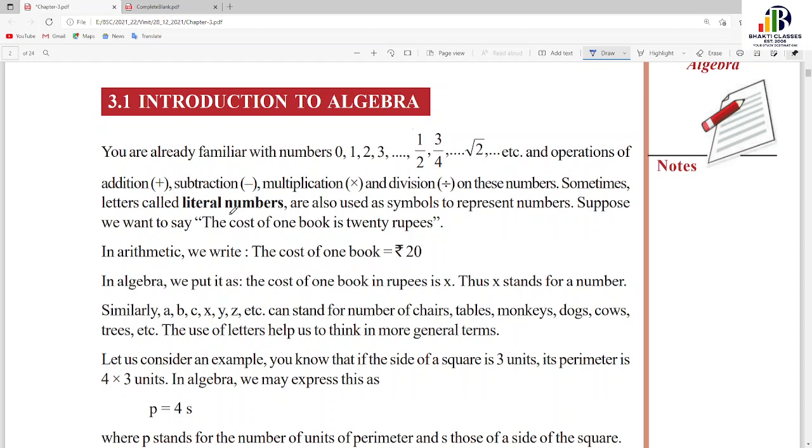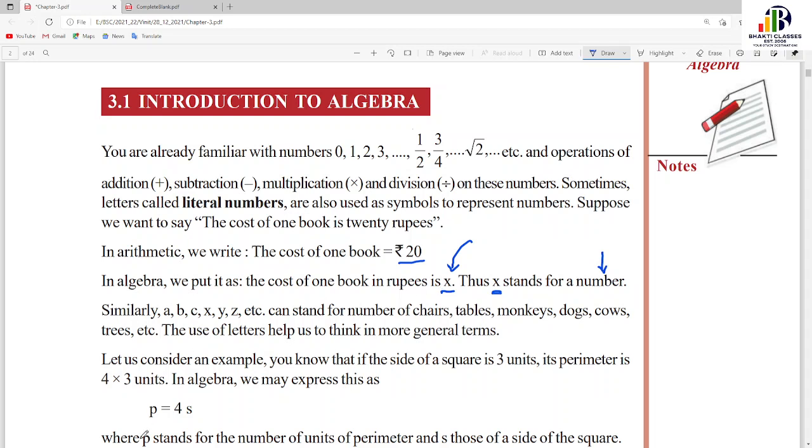Sometimes letters called literal numbers are also used as symbols to represent numbers. Suppose we want to say the cost of one book is 20 rupees. So in arithmetic this can be written as the cost of the book is rupees 20. In algebra we put it as the cost of one book is rupees x. In algebra we write it as a variable x. This x stands for a number.